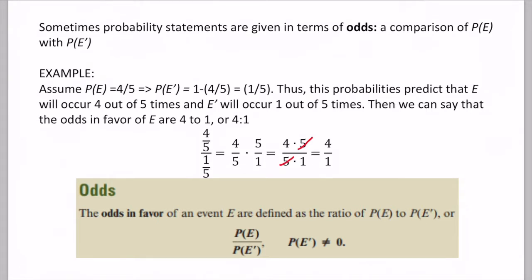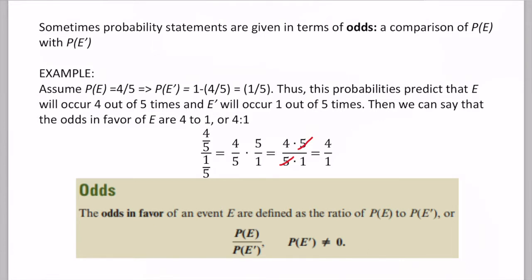Sometimes probability statements are given in terms of odds. This is a comparison of the probability of E with the probability of the complement of E. For example, assume the probability of E is equal to 4/5. Then the probability of the complement of E is equal to 1 minus 4/5, which equals 1/5. Thus, we predict that E will occur 4 out of 5 times, and the E complement will occur 1 out of 5 times. Then we can say the odds in favor of E are 4 to 1.